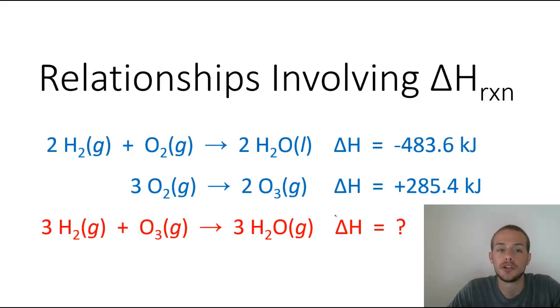What are these relationships? So the relationships have to do with when you manipulate chemical equations. So when you multiply a chemical equation by a factor, how does that affect delta H? When you reverse a chemical equation, in which products become reactants and reactants become products, how does that affect delta H? And that's what we're going to talk about.